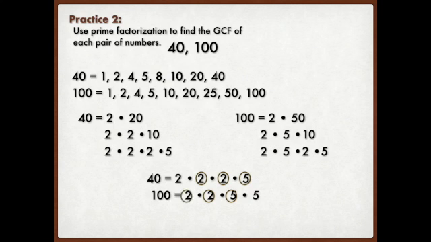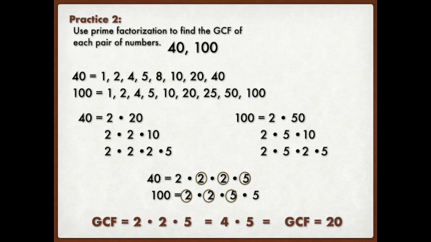Those are the ones that are the same. For 40 there are three 2s being used, but for 100 only two 2s. So this is what's common. To get the greatest common factor from the prime factorization, I'm now going to multiply those. 2 times 2 is 4. 4 times 5 is 20. That's the greatest common factor. Now, if I take a look at the very top where I wrote them all out, I can see that 1, 2, 4, 5, 10, and 20 are common factors, and I can check my work by writing it all out. 20 would be the largest.